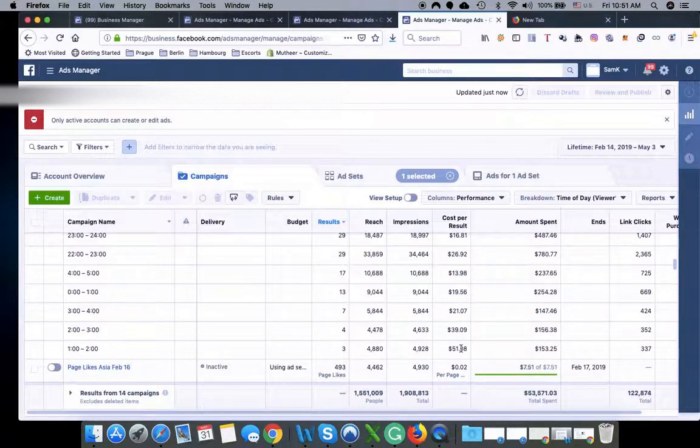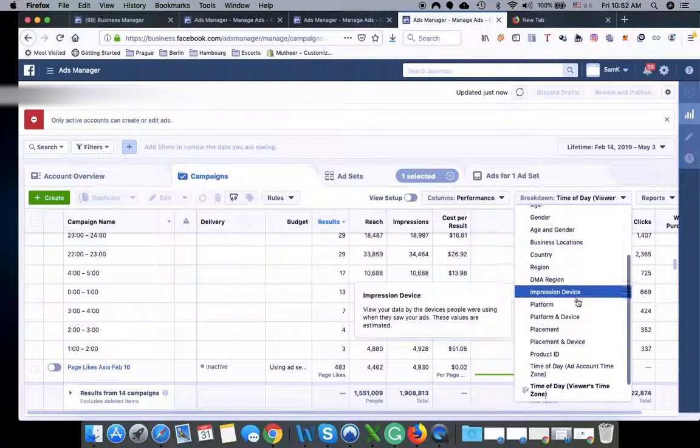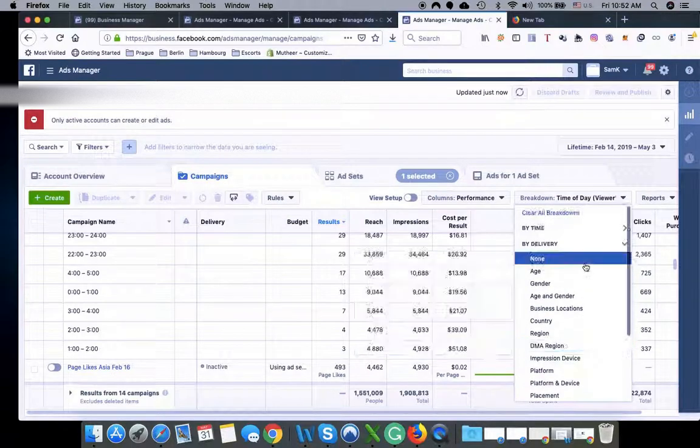And for the day parting, as far as I know, you cannot really edit that during a live campaign. So what you need to do is create a new campaign and do a lifetime budget and set the schedule based on that. There's also third-party tools that you could use. I haven't used those, but you could just do the lifetime budget and then focus on the schedule aspect of things. So I think that's pretty much it for the delivery.